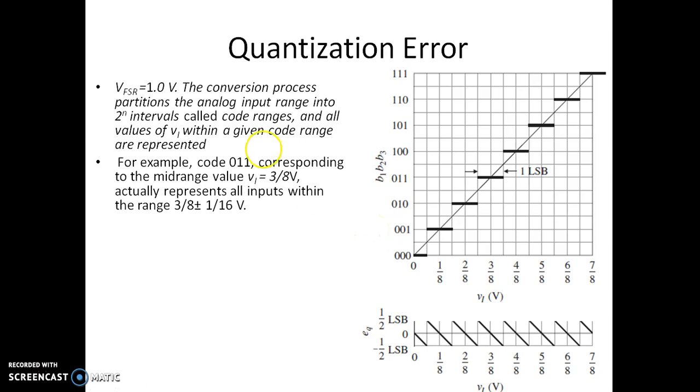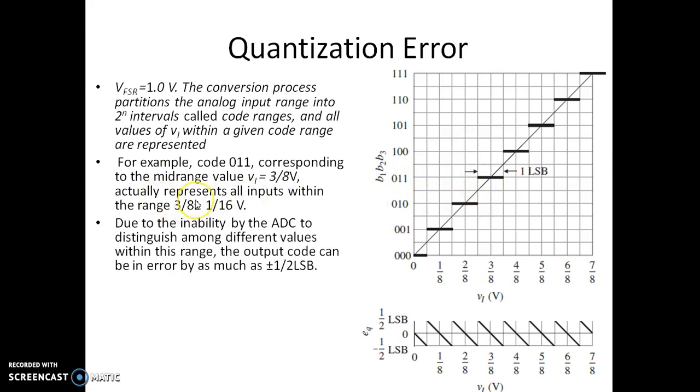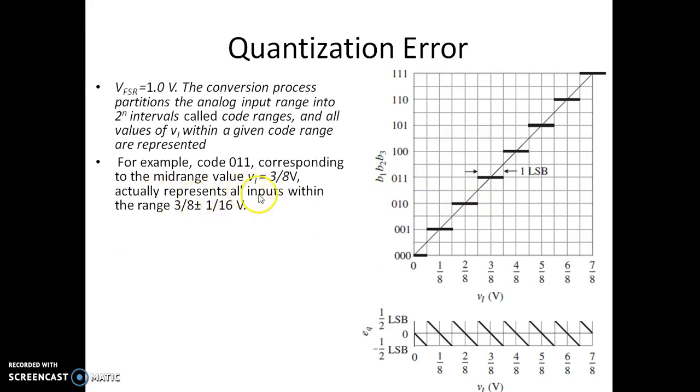Now, for example, code 011. So we have a code 011 that corresponds to the mid-range value, that is 3 by 8. So the mid-range value happens to be, now you can see, 3 by 8. So 011 corresponds to 3 by 8. It actually represents all the inputs within a range of 3 by 8 plus or minus 1 by 16. As you can see here, when the input voltage is 3 by 8, the output is 011.